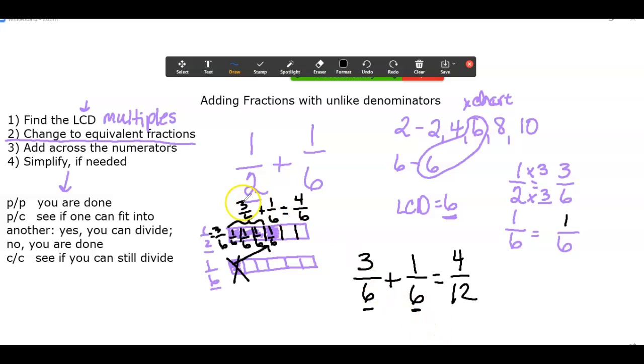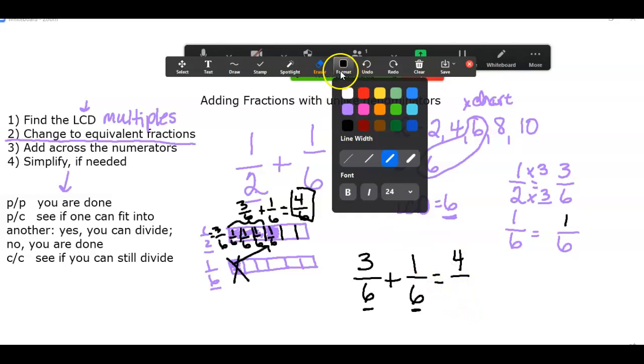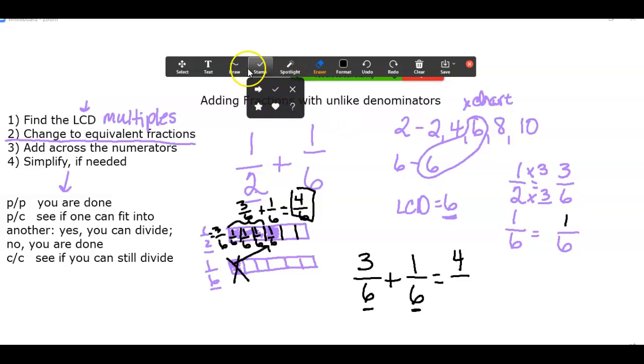But that's not correct. Is this a picture of 4/12? No, it's not. Not at all. This is a picture of 4/6, and that looks entirely different than what 4/12 would look like. So it is not 4/12. It is 4/6. Okay, so we only add across the numerators.